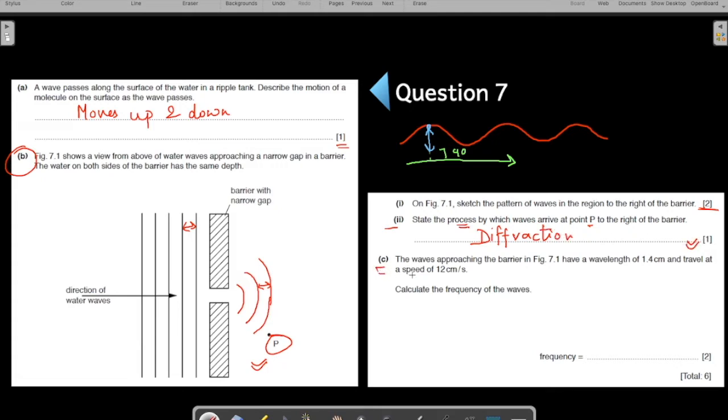Next question: the wave approaching the barrier has a wavelength given to you, 1.4 centimeters, and a speed given to you. Calculate the frequency. These kinds of questions we are doing again and again. There is one formula in the chapter waves, v equals f lambda. So frequency is v over lambda. You're given both v, which is the speed, and the wavelength. Divide these two numbers and you should get your answer.